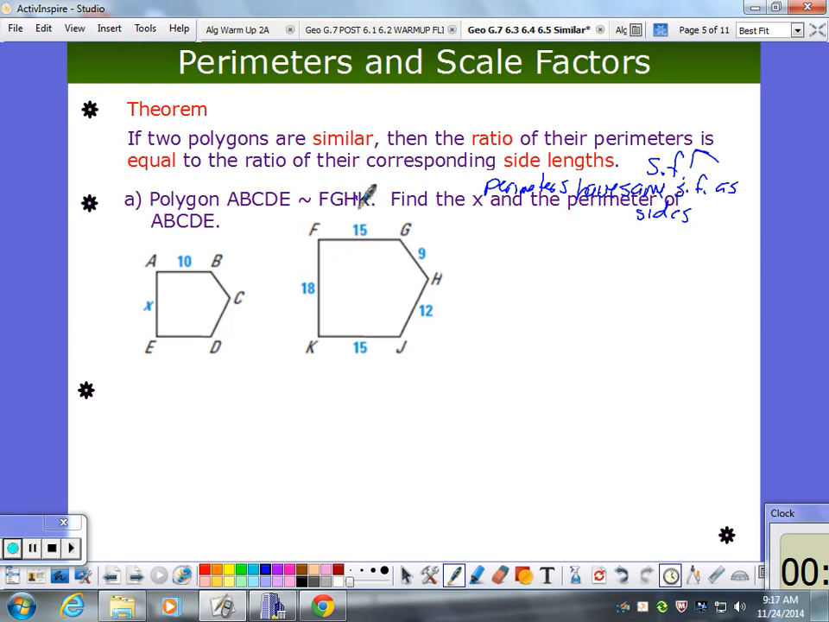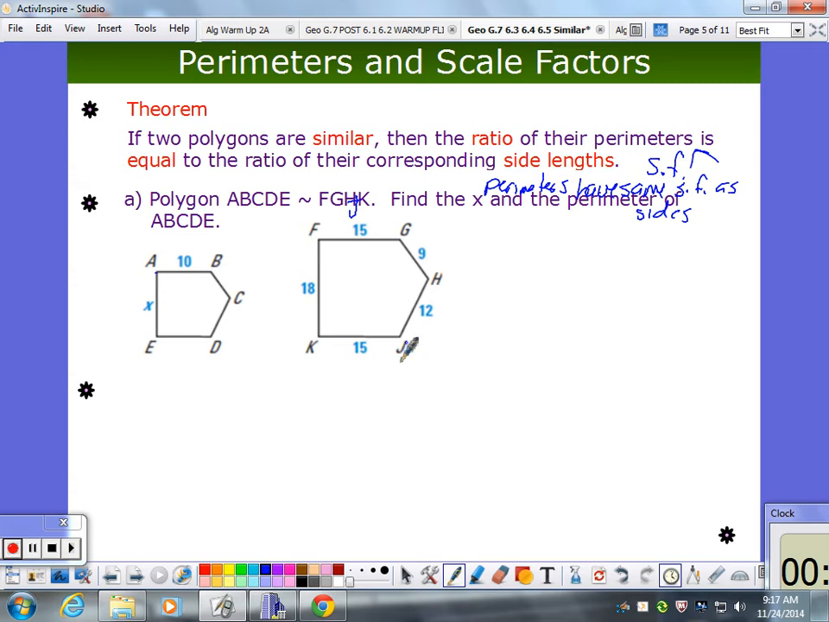F, G, H, J, K, they are similar. Oh, this is J in the next two. Find X, and then find the perimeter. These look like the same orientation. A goes with F, B goes with G, C goes with H.